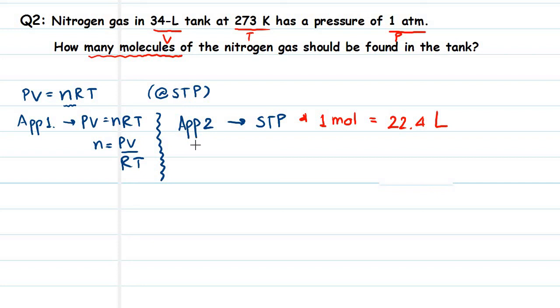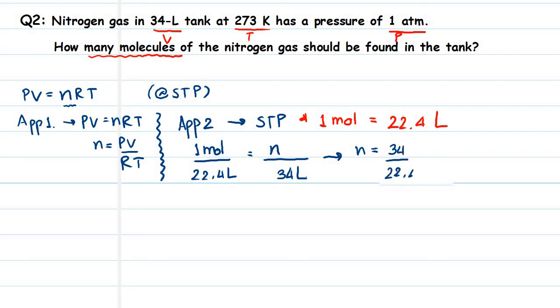Let's try that. We know that 1 mole has 22.4 liters. So how many moles would be in 34 liters? So n is going to be equal to 34 over 22.4. I just approximate it. That should be about 33 over 22. So we should be able to get the moles to be 1.5 mole.